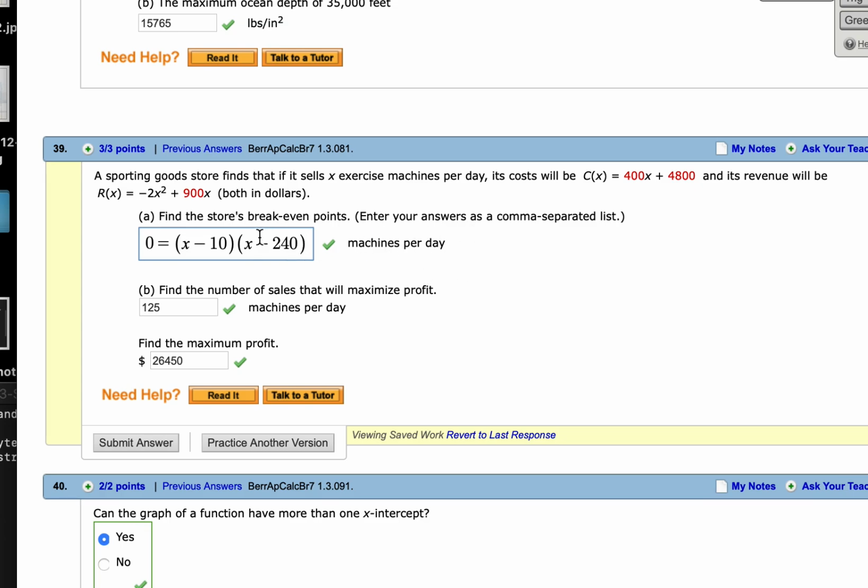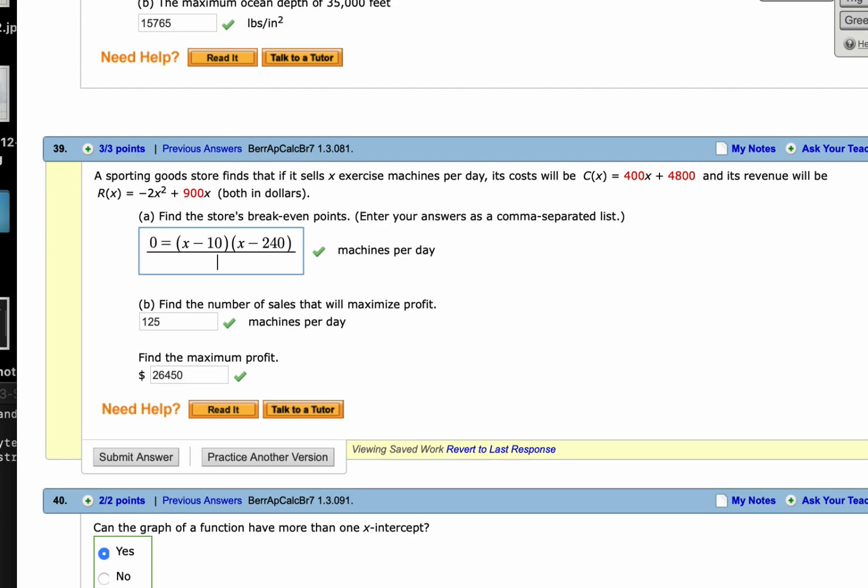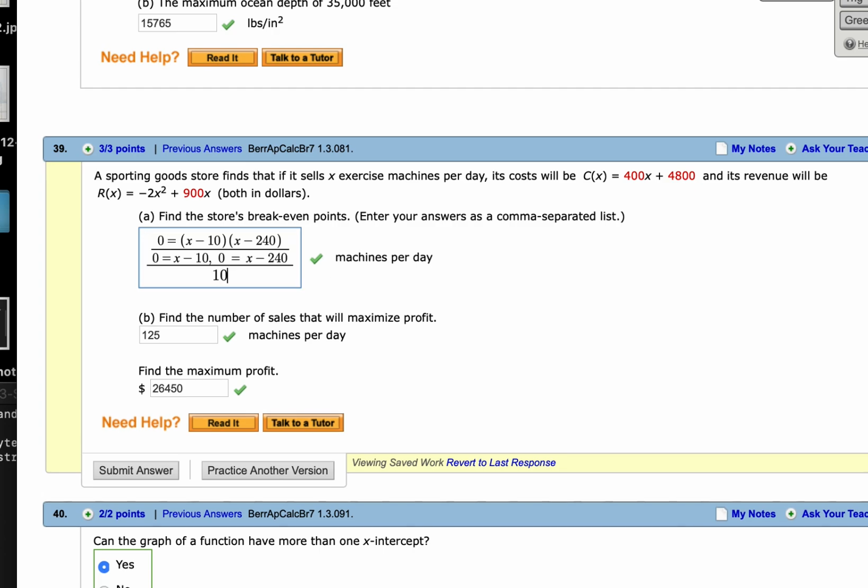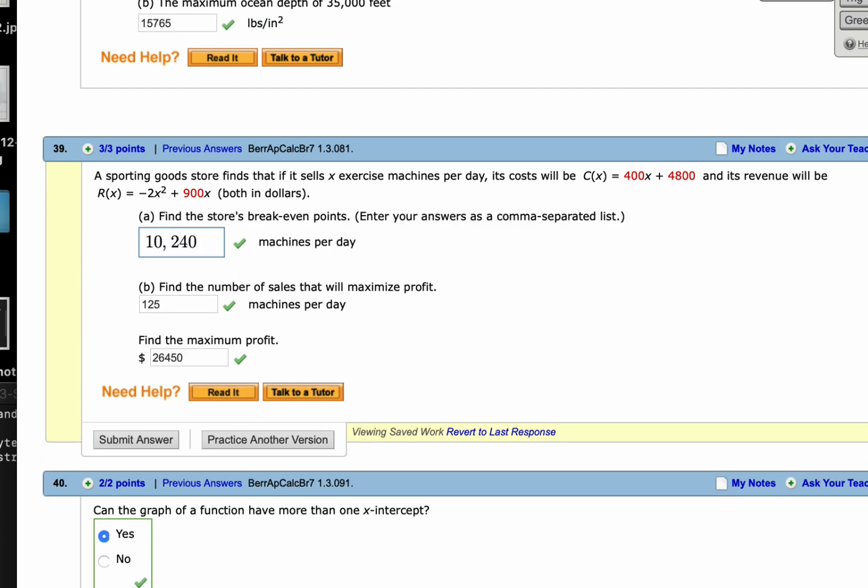Then I can set each of those factors equal to 0 individually. So I would get a new equation, let me draw a line under it. That would be 0 equals x minus 10, and then another equation, 0 equals x minus 240. Then if I add 10 to both sides of this equation, the next equation would be 10 equals x. Then if I add 240 to this equation on both sides, it would be 240 equals x. So the answers are 10 and 240. Okay, that's how you get that first part of the problem.